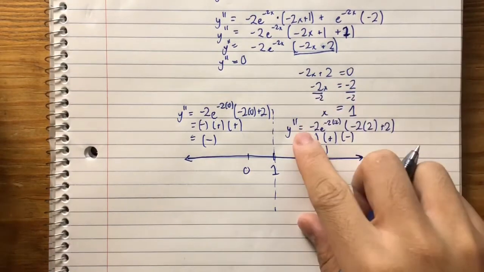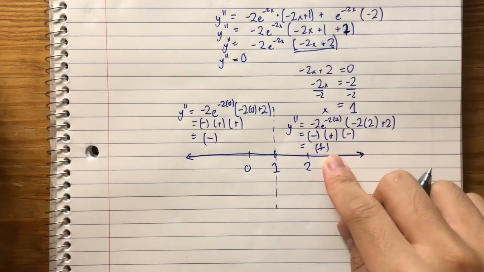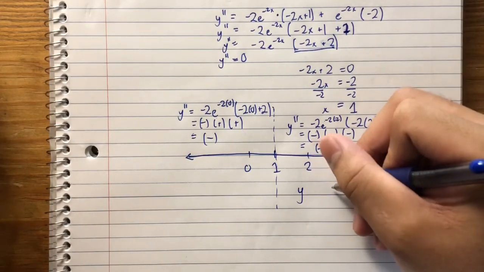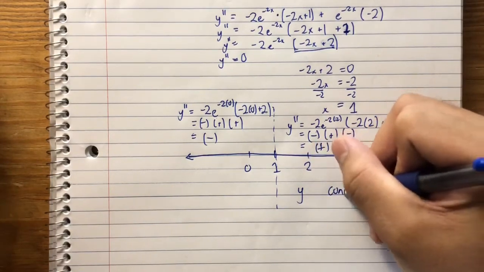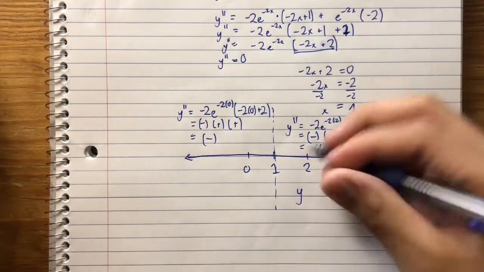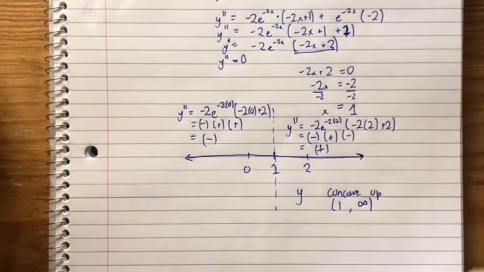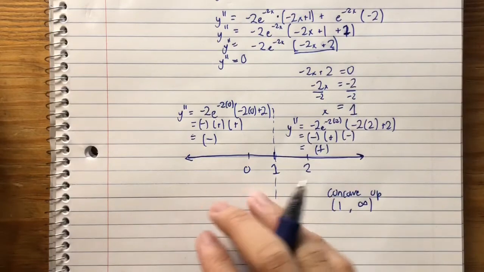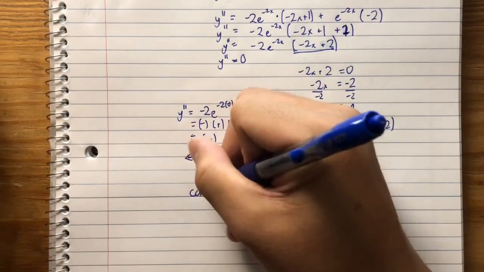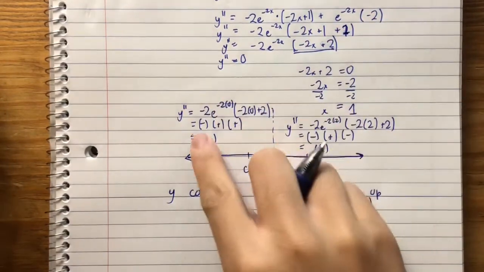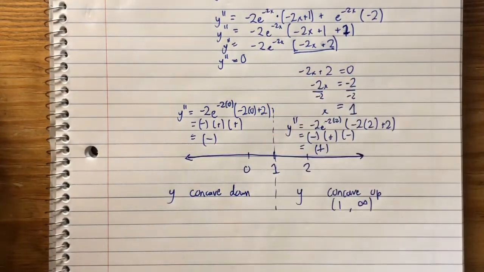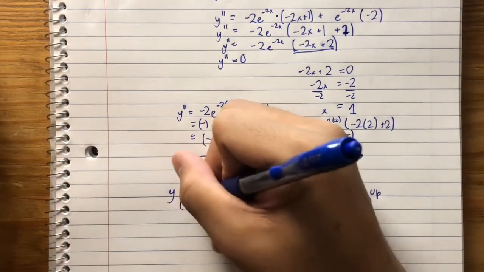Now what this means is that if the second derivative is positive on the right side, the original function y will be concave up. The interval in which it is concave up is from 1 to infinity. We can say the same thing about the left side of the graph before the inflection point, where it is concave down because the second derivative is negative on that side, from negative infinity to 1.